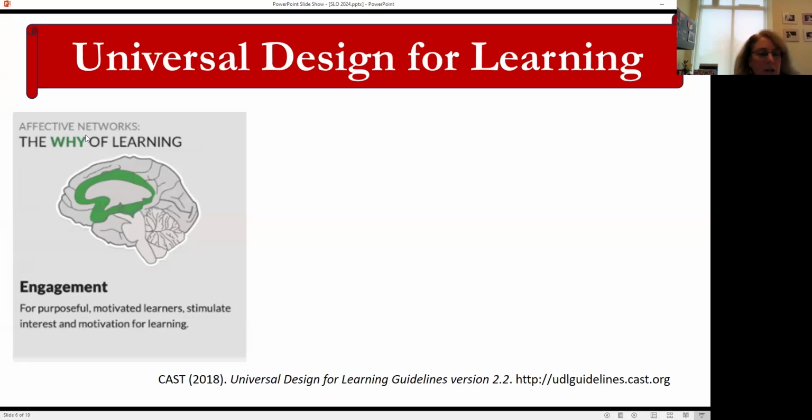Engagement, you can see the image here of the brain, focuses on affective networks and the why of learning. In the image, you can see highlighted in green the part of the brain that is activated with engagement. There are so many ways to engage students to be motivated to learn. Some examples are connecting current learning to past learning, asking students to share personal examples that relate to the learning, and giving students choices about what aspect of the topic they will focus on are all highly engaging strategies.